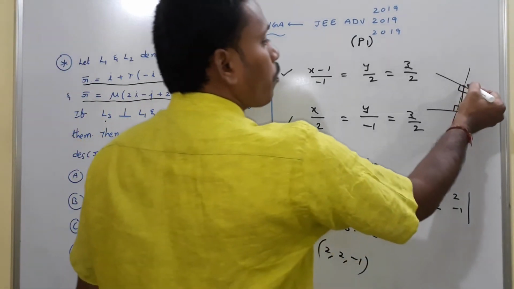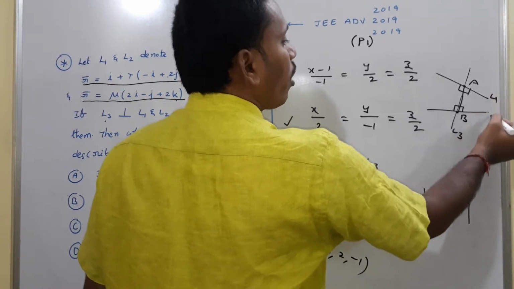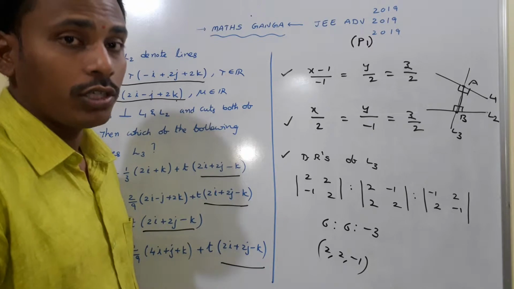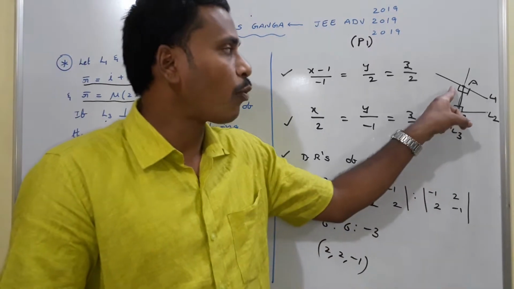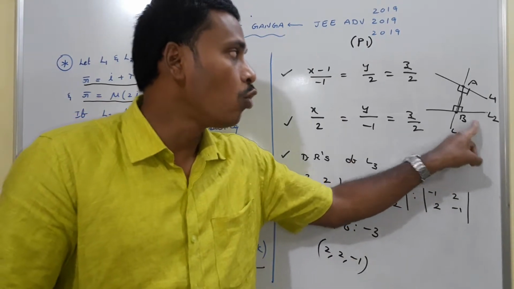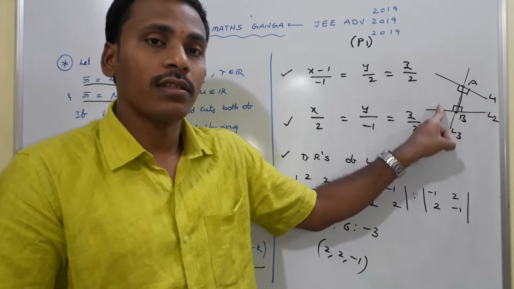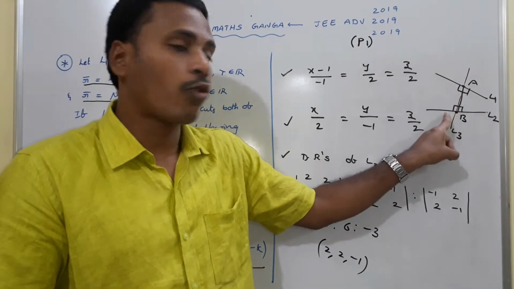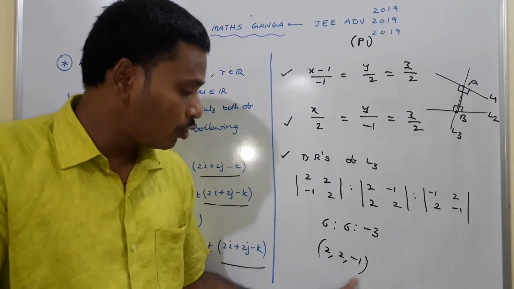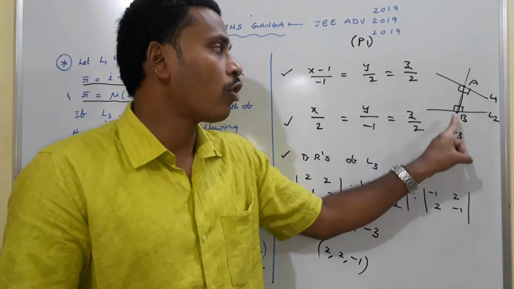See, if you say this point has some A and this point has some B, A is a point on L1, B is a point on L2. Now what I am going to do is, I will write a general point on L1 as A and a general point on L2 as B, and then I calculate DRs with respect to 2 points. Then the DRs with respect to 2 points are proportional to these DRs, because these are the DRs of L3, and the DRs of L3 can also be calculated with 2 points.